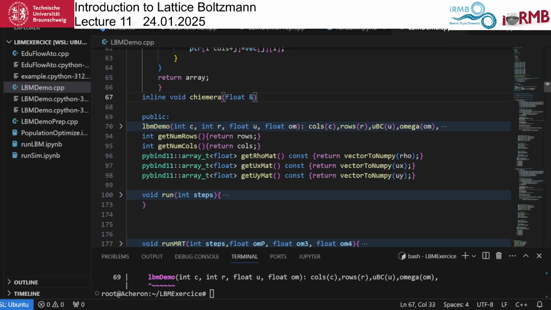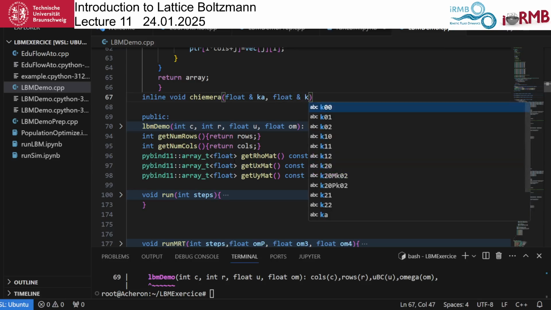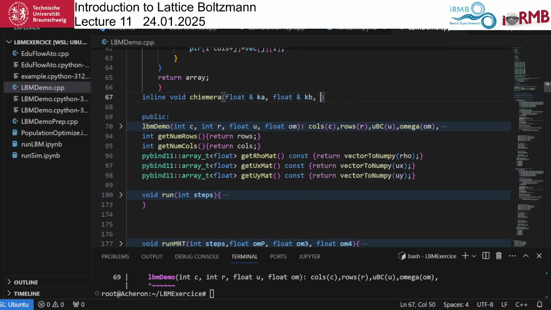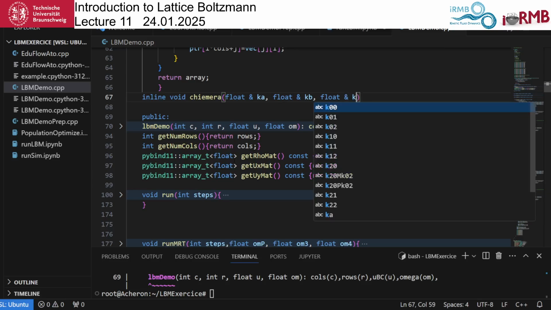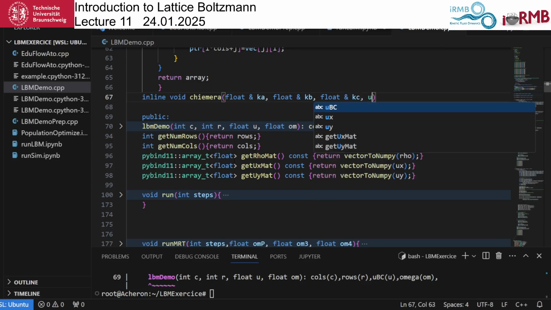And I will now pass this by reference. I hope you are familiar with C as much as to know what this means, passing by reference. So I pass KA, KB, and float reference KC by reference, and then we also need the velocity. And then we need the function body.